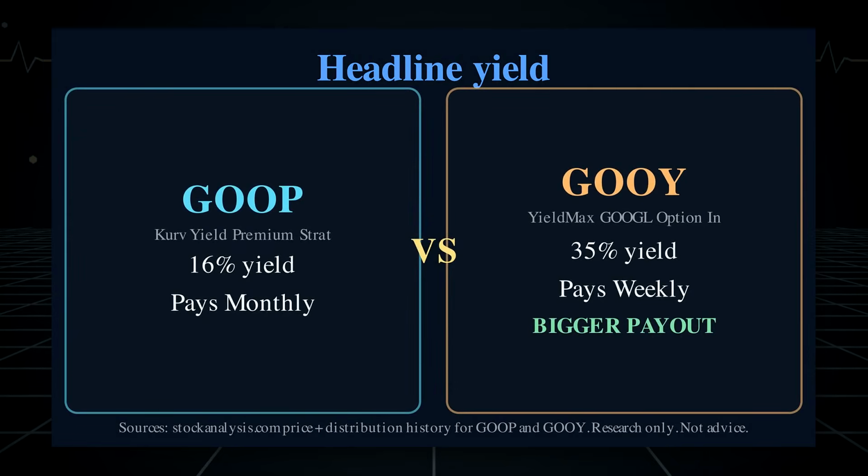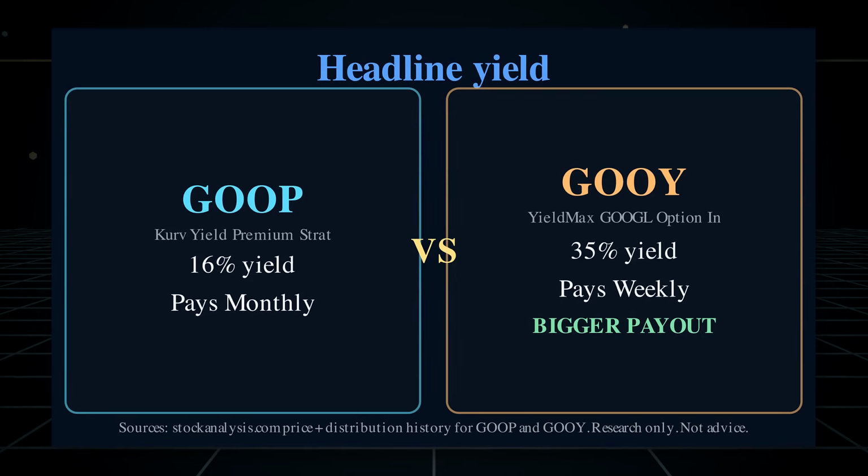Now to the numbers designed to catch the eye. GOOP's headline distribution yield is 16%, paid monthly.